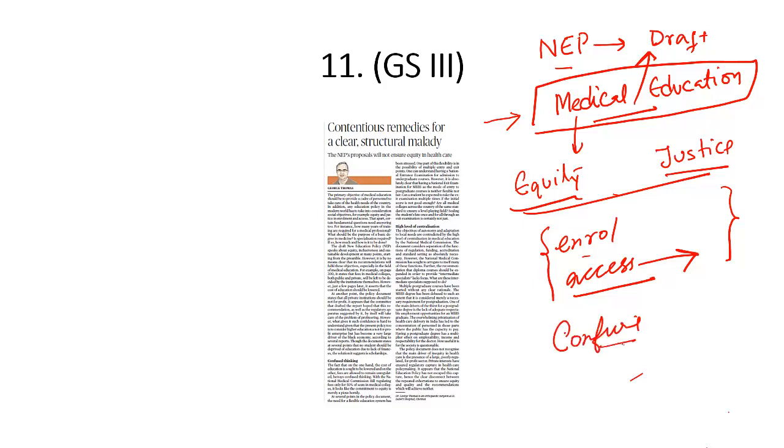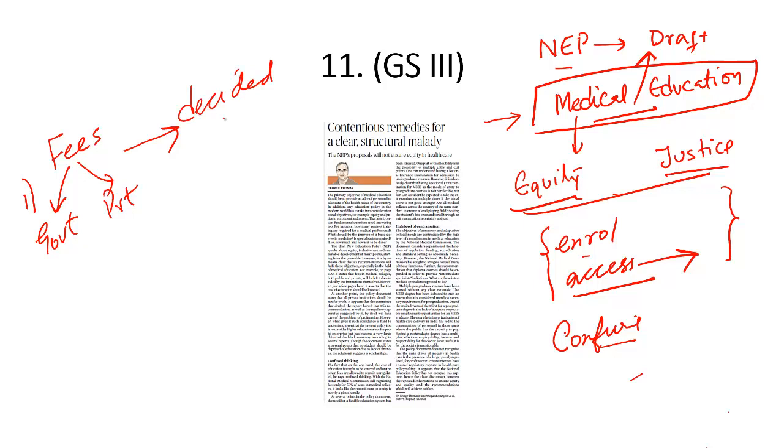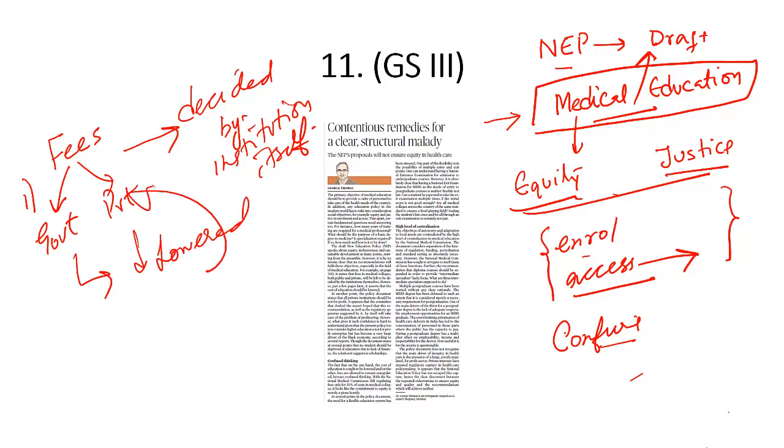How is it confusing? Number one, the draft says that fees, whether of government or public medical colleges or private medical colleges, should be decided by the institution itself. That means this is one thing that this draft talks about. Fees should be decided by the institution itself. But on the other hand, the same draft talks about the fees being lowered as well. Both are contradictory, because why would private educational institutions, medical colleges, lower their fee?